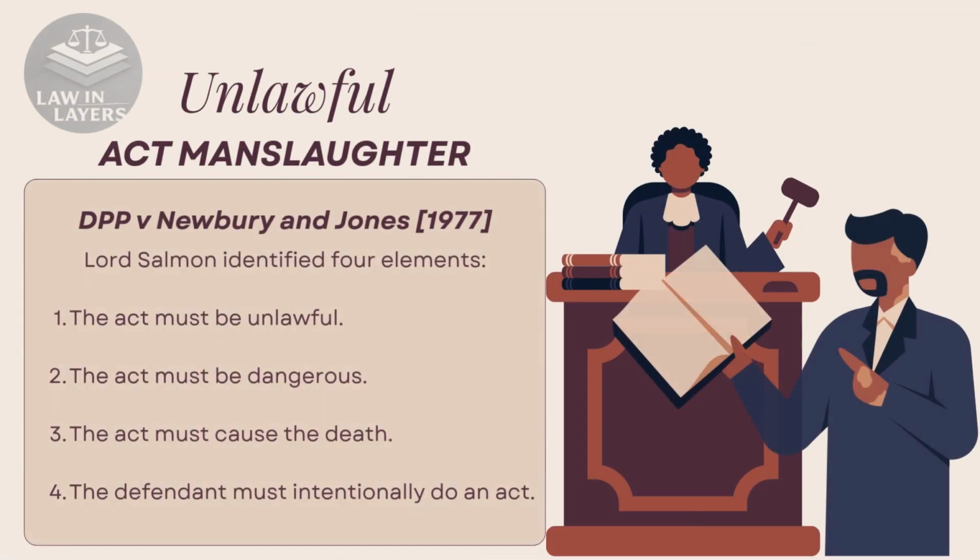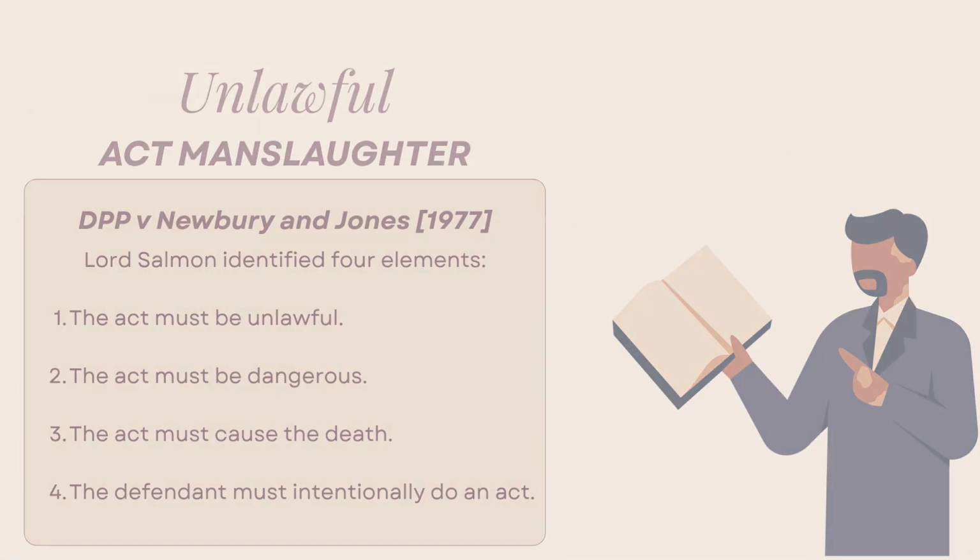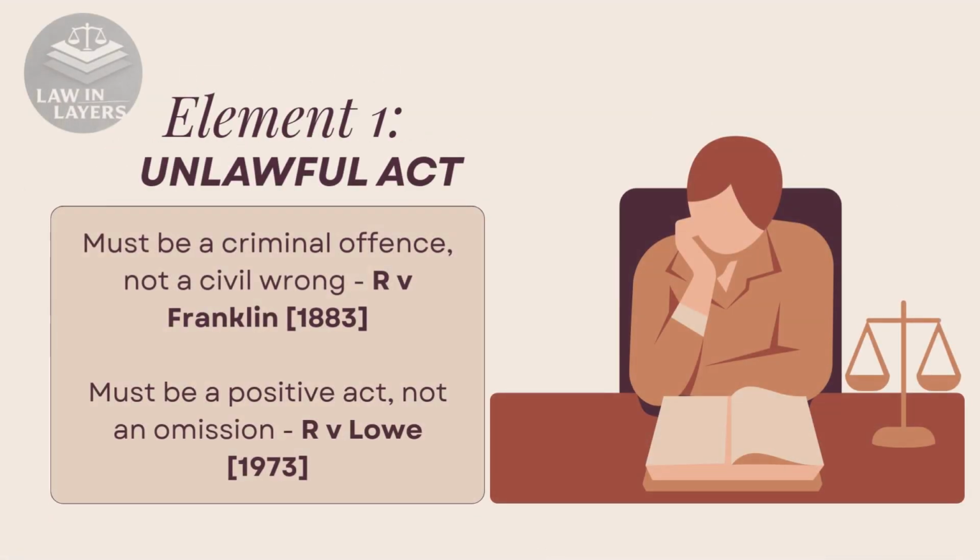In DPP v Newbury and Jones, Lord Salmon identified 4 elements of unlawful act manslaughter which the prosecution must prove to secure a conviction. 1. The act must be unlawful. 2. The act must be dangerous. 3. The act must cause the death, and finally, 4. The defendant must intentionally do an act. The first 3 elements in this criterion constitute the actus reus of the offence, whereas the final element constitutes the mens rea. The first element is that the defendant must commit an unlawful act.